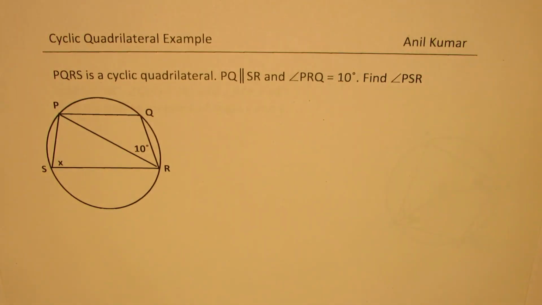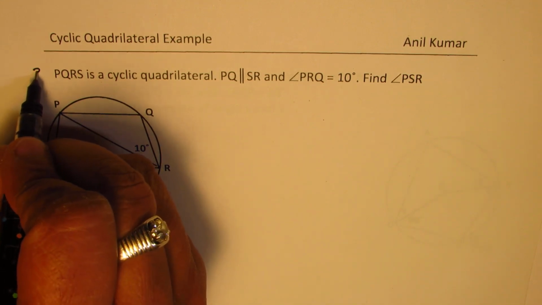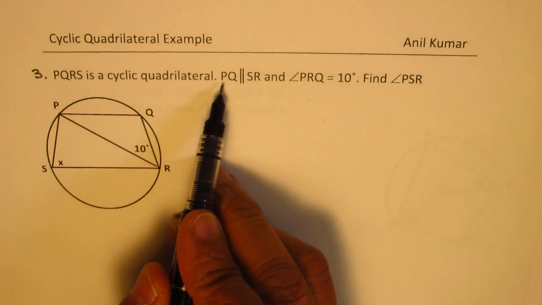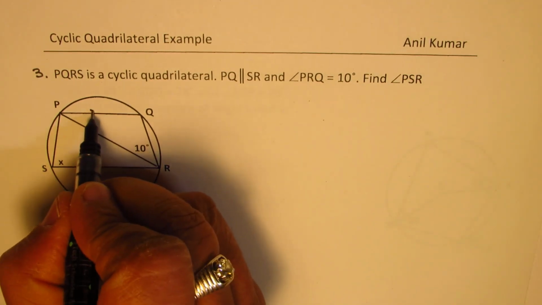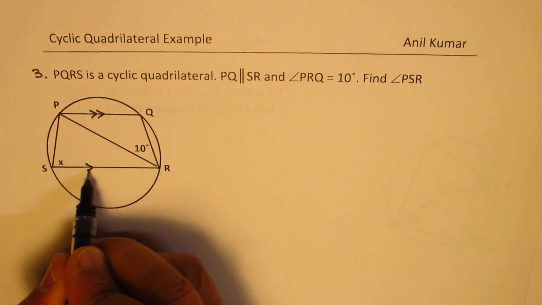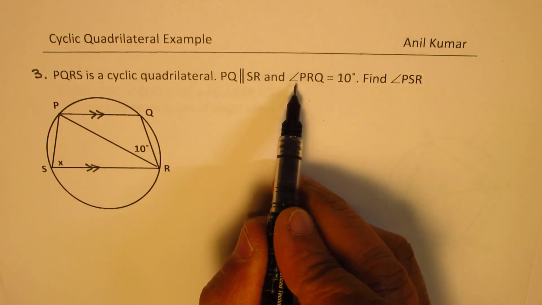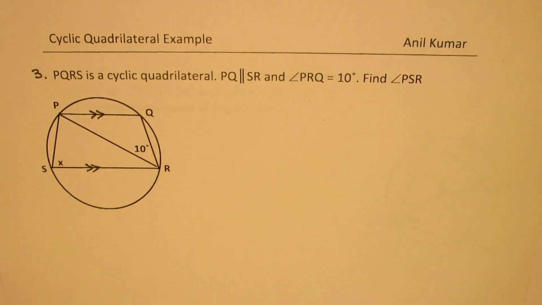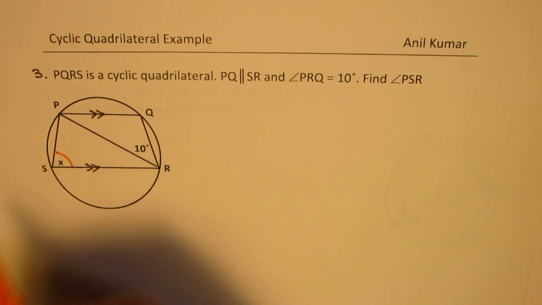Now let's take the next question. Let's call this our question number 3. Here we are given PQRS is a cyclic quadrilateral. PQ is parallel to SR. Okay, so these two are parallel sides. Angle PRQ is 10 degrees. Find the angle PSR. Okay, so we need to find this angle.